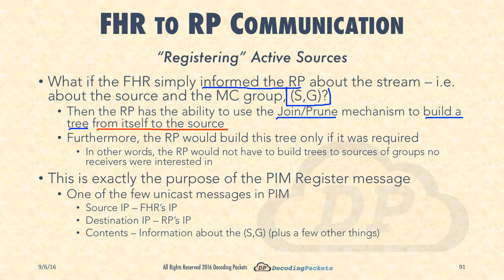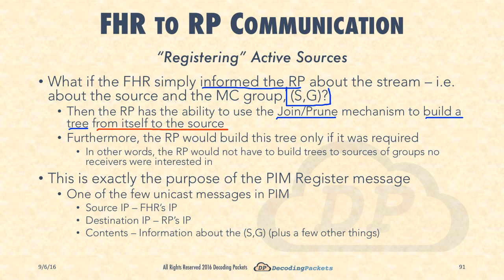Furthermore, the RP would build this on an as-needed basis. It would not build this tree if it doesn't require that stream. And how would it know it requires that stream? Well, star comma G joins that are coming from the LHRs. So the RP would not have to build trees to sources that have groups that no receivers are interested in. It builds trees from the RP to the source only for the groups that have interested receivers.